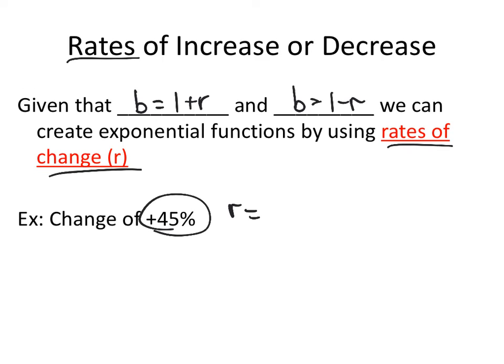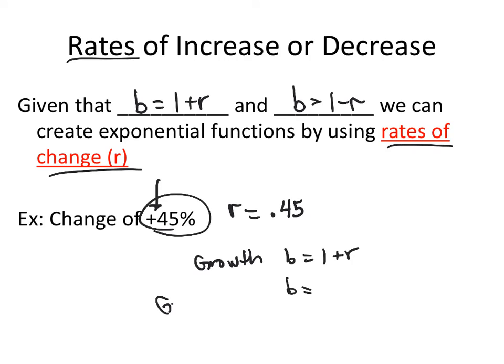What that means is that r is equal to 0.45, meaning that that's the rate at which I want something to change. Now, if you notice, I want this to go up. That's why I'm signifying it as being positive. And so I want to increase something by 45%. And so in order for me to do that, I need to decide growth or decay. In this case, I want it to go up, so I'm going to use the growth model, which is b equals 1 plus r.